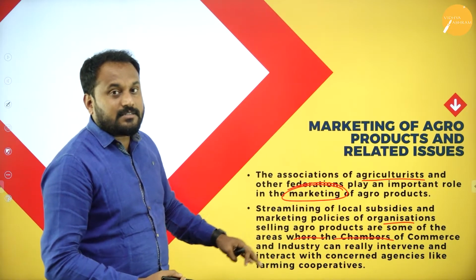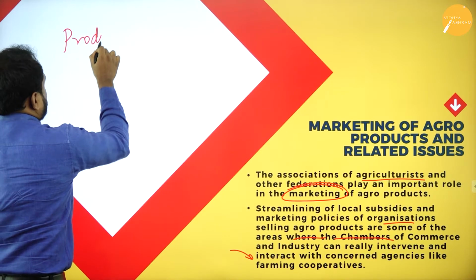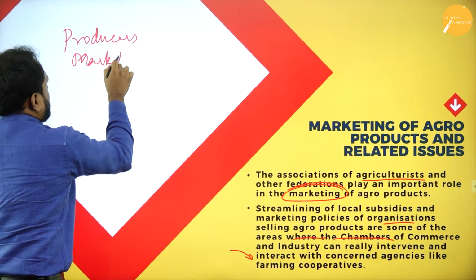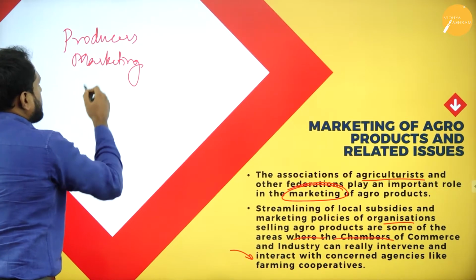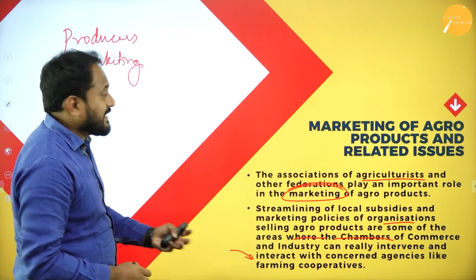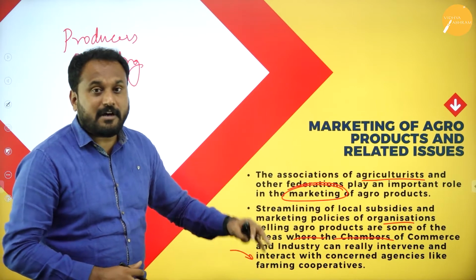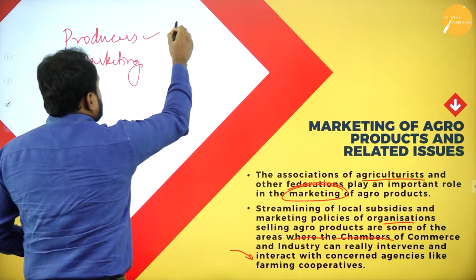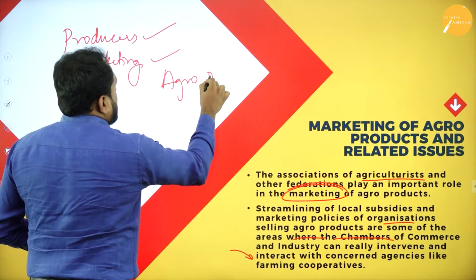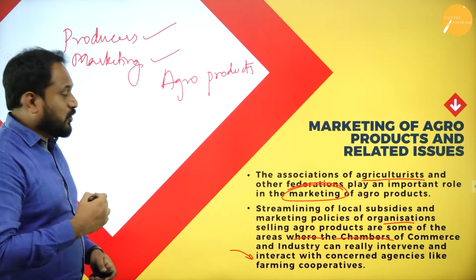Now here you need to understand that we have something called producer cooperative society, right? Then marketing, then we have the producers cooperative society, marketing cooperative society. So here the intervention can happen and they can actually help the farmers with the production as well as marketing the agro products. So that is what they can go with.